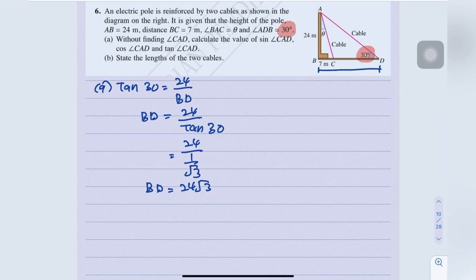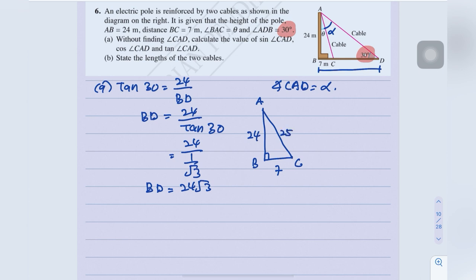Okay, so then let's say angle CAD equals alpha. This one is alpha. So then we construct two right angle triangles here. The small one is ABC. This one is 7, this one is 24. By using Pythagoras theorem, this one is 25.